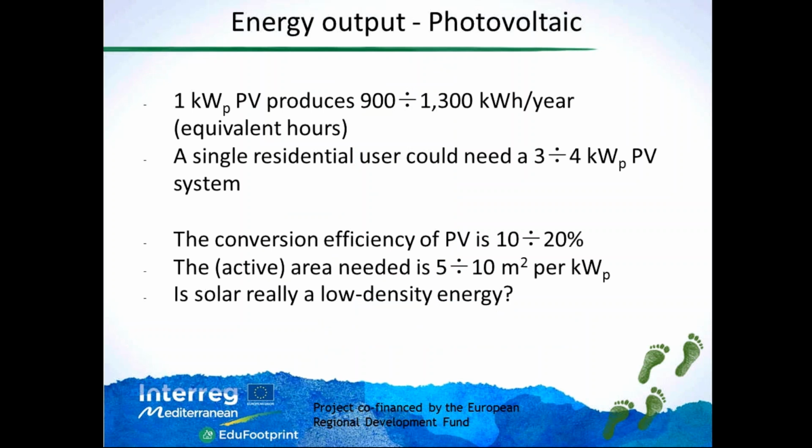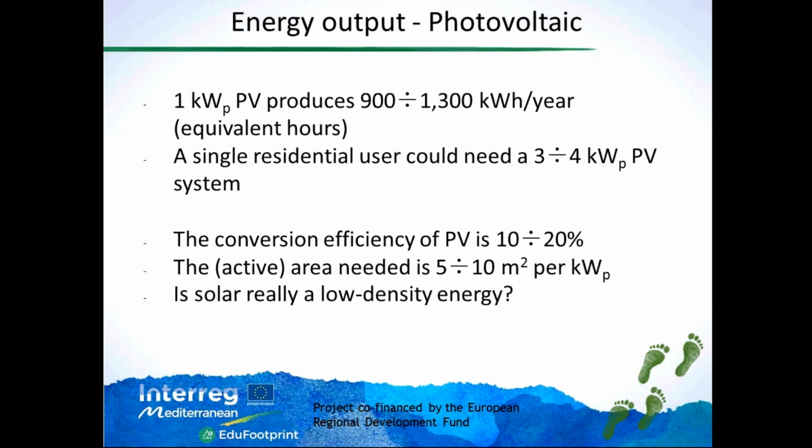So, as we saw from the example I have just showed, what are the main, let's say, figures regarding photovoltaic plants and especially its energy output, which is the most important parameter. So we just saw that 1 kilowatt peak photovoltaic, we always put this small p, so it's a kind of a reference unit. So 1 kilowatt of photovoltaic produces from, let's say, 900 to 1,300 kilowatt hours per year. We can call this equivalent hours.